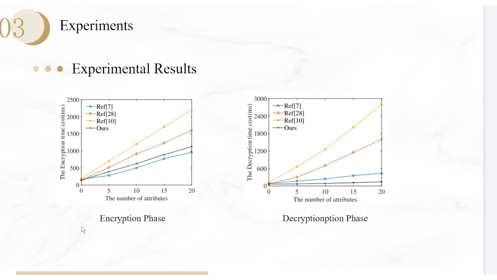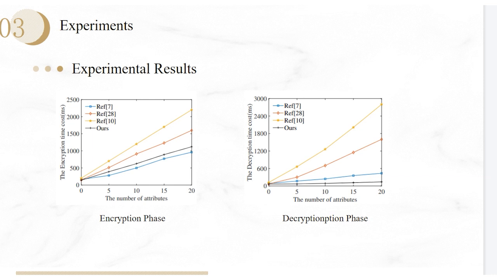The picture on the right shows the comparison results of decryption time, as can be seen from the figure. Compared with the schemes in literature 7, 10, 28, the computational overhead of the proposed scheme in the decryption phase doesn't change much with the increase of the number of attributes, and the efficiency is higher than the other three schemes. The main reason is that the scheme in this paper has a constant number of pairings in the decryption phase, so the efficiency is the highest.